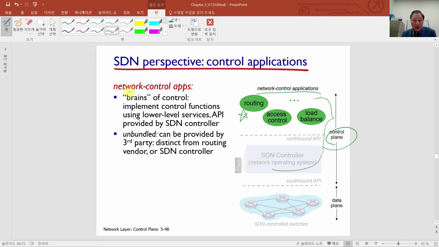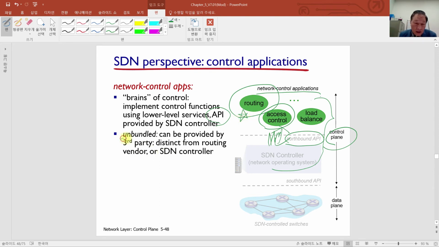And let's read this one first. Network control applications are the brains of control. They are implementing control functions using lower level services and the API provided by the SDN controller. Here, this one is being used. This is the northbound API. And they are unbundled. That means independently each third vendor company can sell this one, and each one will be growing in the market.